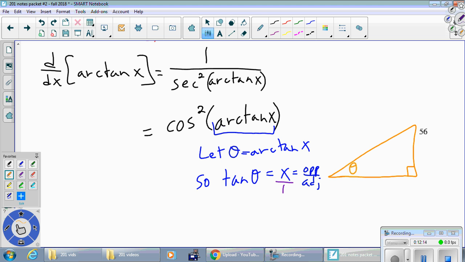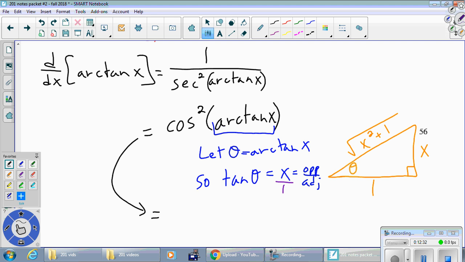The opposite side of that theta is x. It's here. The adjacent side is 1. We can find the hypotenuse with the Pythagorean theorem. Square root of x squared plus 1. Take your time on that. And then let's come back to this thing that's in black here.